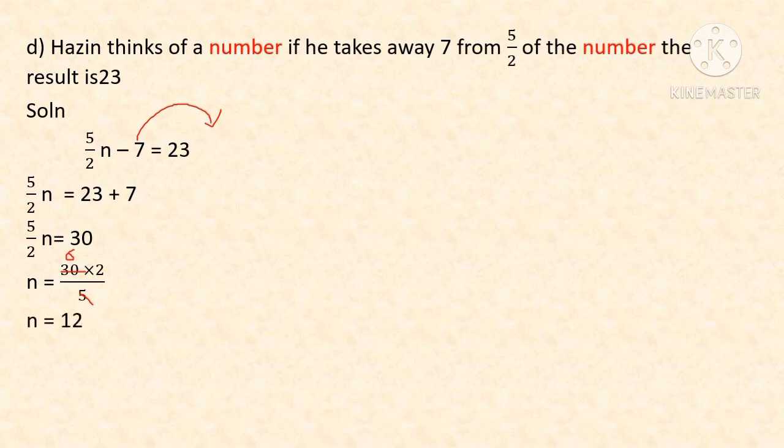Okay. So takes away means subtraction, right? From means you want to write the number which is given after the from, you want to write that first. From that number you want to subtract 7. So when you are writing the equation, be careful. Don't write 7 minus 5 by 2. It is a wrong answer. 5 by 2 n minus 7, because he takes away 7 from 5 by 2 n. So from 5 by 2 n only you are subtracting 7. So 5 by 2 n minus 7 is equal to 23. Then you can solve the equation and find the value for n.